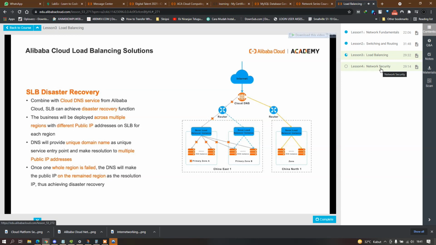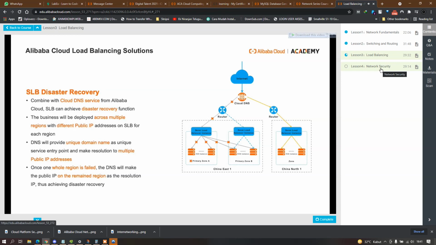And DNS will provide a unique domain name as the unique service entry point and resolve it to multiple public IP addresses. This point is different from HA, because in the previous slide we know that the SLB is the unique entry of your service, because all the ECS instances are behind the SLB service. So SLB is the unique entry, and all the data flow will go in through the SLB and then be distributed to the backend ECS instances.